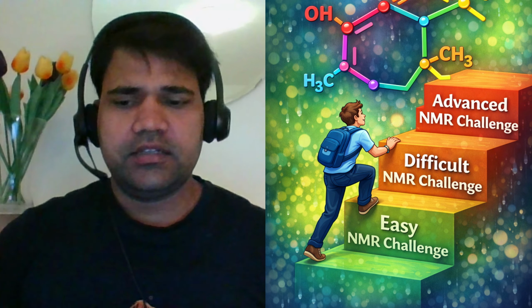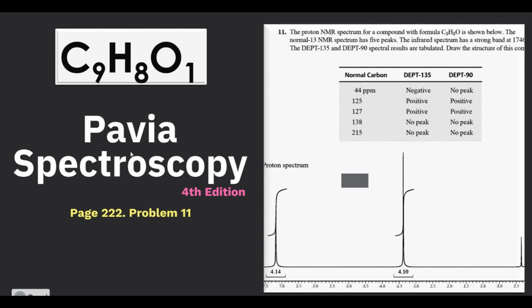So let's get started. We have taken this NMR challenge from Pavia Spectroscopy book, 4th edition. Page number is 222. Problem is 11. We have to determine the structure of the organic compound having molecular formula C9H8O from the given spectral data such as IR values, 13C NMR data, and 1H NMR.